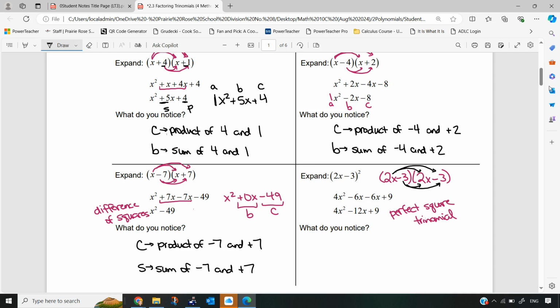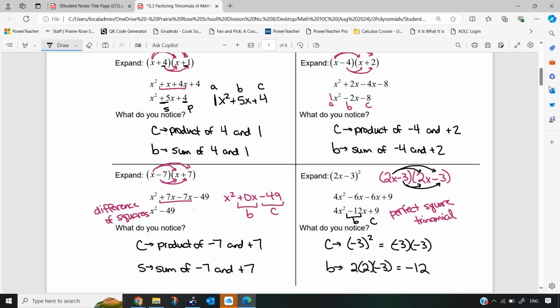Look again at what we can notice. Well, if we look at our c value, we have a positive 9, and that's coming from the negative 3 times the negative 3. However, in the middle term here, it's not just adding the negative 3's because we also have that leading coefficient of 2. So in this case, our b value of negative 12 comes from going 2 times negative 3, which is negative 6. But if you notice, we've doubled that, so it's going to be 2 times 2 times negative 3.